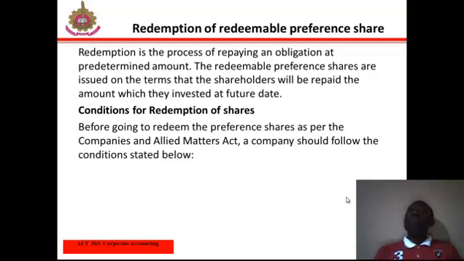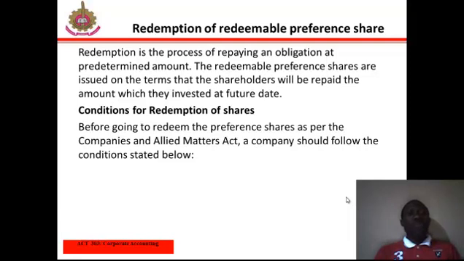Redemption of redeemable preference shares. Redemption is the process of repaying an obligation at a predetermined amount. The redeemable preference shares are issued on the terms that the shareholders will be repaid the amount which they invested at a future date.